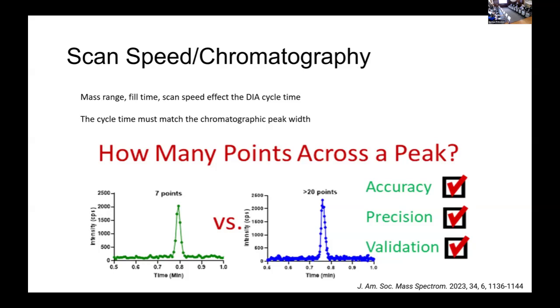And so what I have here: mass range, fill time, and scan speed are going to affect your DIA cycle time, how many times you're scanning through and getting that data point. And really this has to fit with your chromatography. With submicron particles and long columns, you can get super narrow peaks, and so your instrument has to be fast enough to scan across it. So it's a balance of fitting your chromatography with your system, and I think oftentimes it's not appreciated as much as it should be.